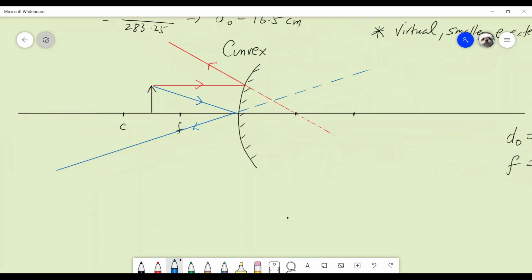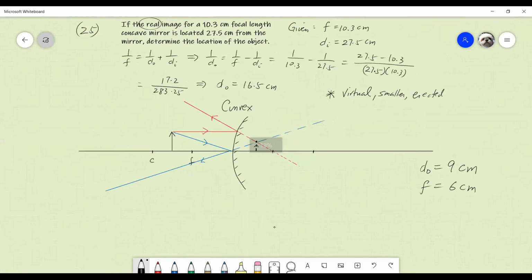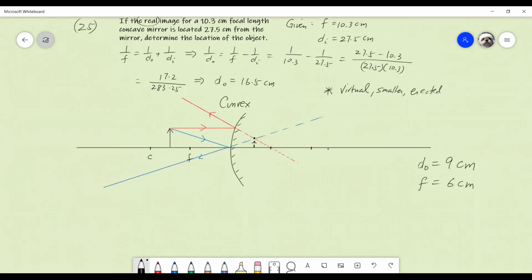The intersection is here, right? Therefore, what does the image look like? The image looks like this. As I said, this image is virtual. Why is it virtual? The object and image are on opposite sides of the mirror. What else? They are smaller, right?